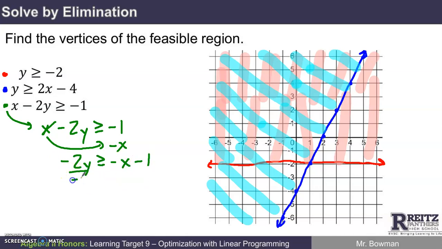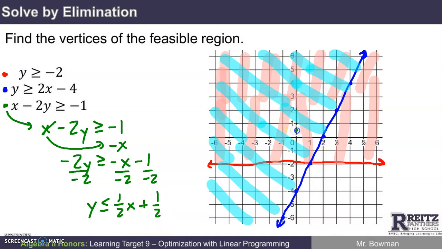If I divide everything by negative 2, I'm going to have to flip my inequality sign. I've got y is less than or equal to, this would be 1/2 x. You know, negative 1 divided by negative 2 is 1/2, plus 1/2. And that's a little bit odd to graph.